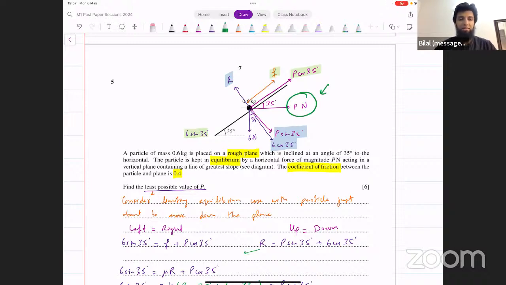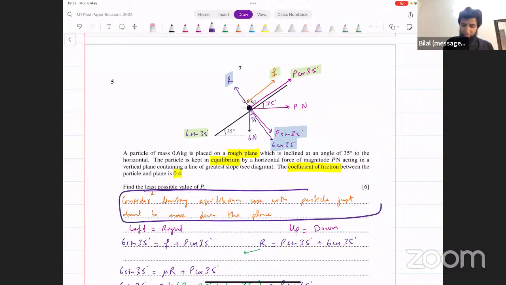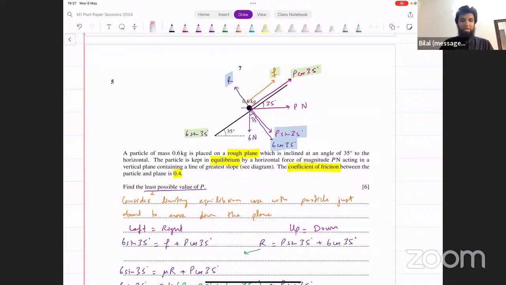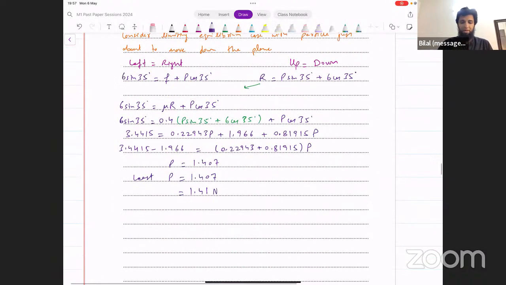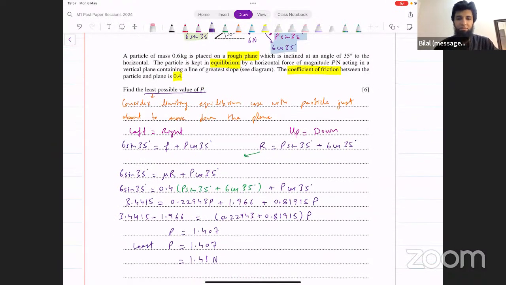How do you find that? You consider the limiting equilibrium case. You consider the case that the particle is just about to move down the plane. It's just about to slide down the plane. That's what we have considered here. So that's limiting equilibrium with the particle just about to move down the plane. That means one, F equals mu R, and second, friction is going to act up the plane because the particle is just about to move down the plane, and then you just equate the opposite forces, and that is going to give you that value of P. That's 1.41 Newton. Make sense?